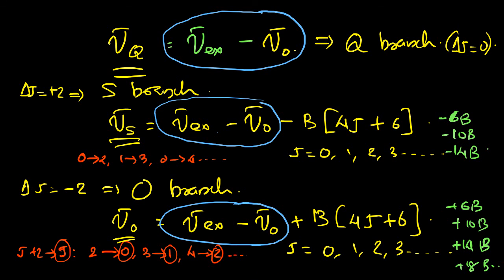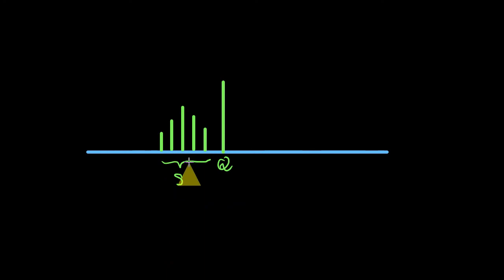So let me draw it here. A series of lines. The first line will be at plus 6B, so it will appear here. Then the next line will be here, that is at 10B. Then 14B, 18B, etc. Okay. So this is the O branch of the spectrum.